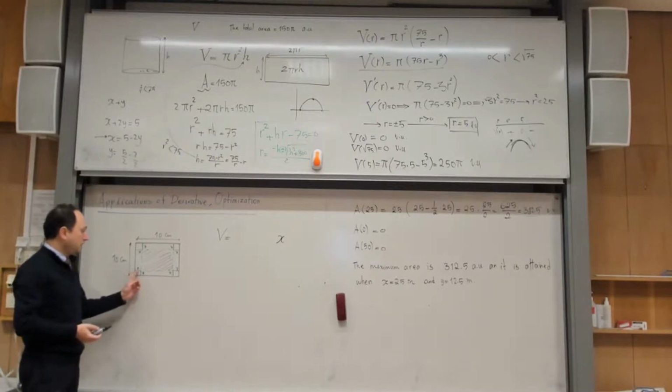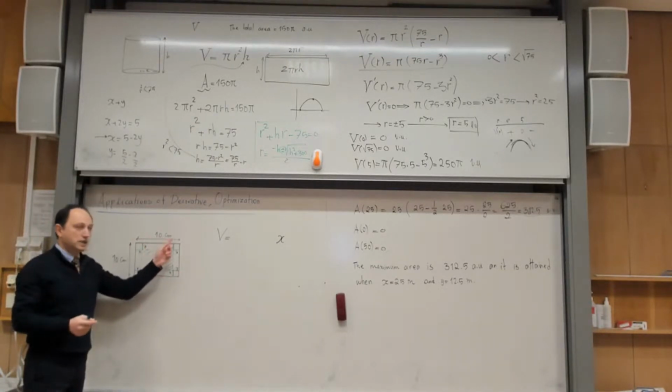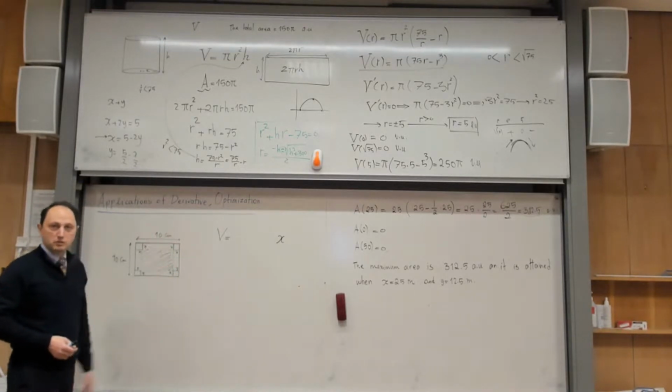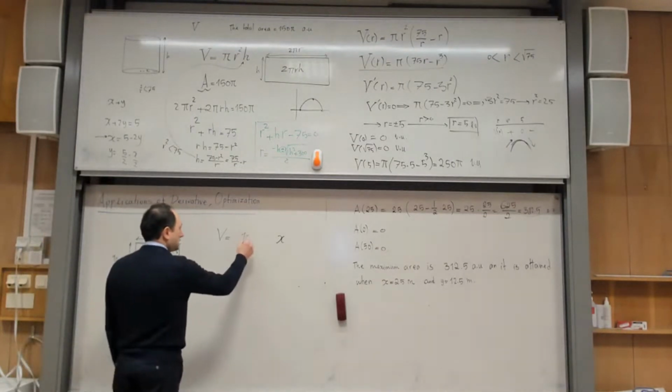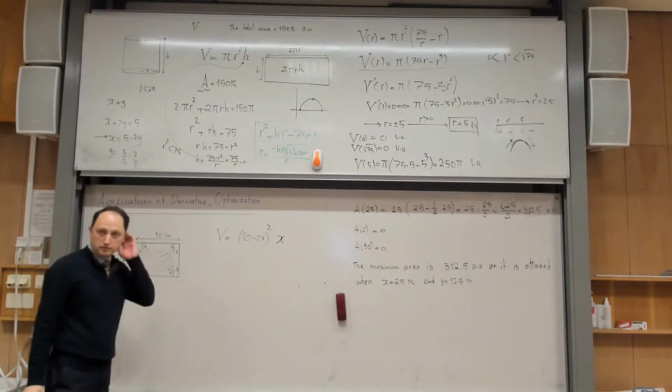Yes, because I have one x cut from here, one x cut from there. So the total length was 10, so it becomes 10 minus 2x. But the other one also becomes 10 minus 2x. So the area of the base becomes 10 minus 2x times 10 minus 2x, or 10 minus 2x squared.